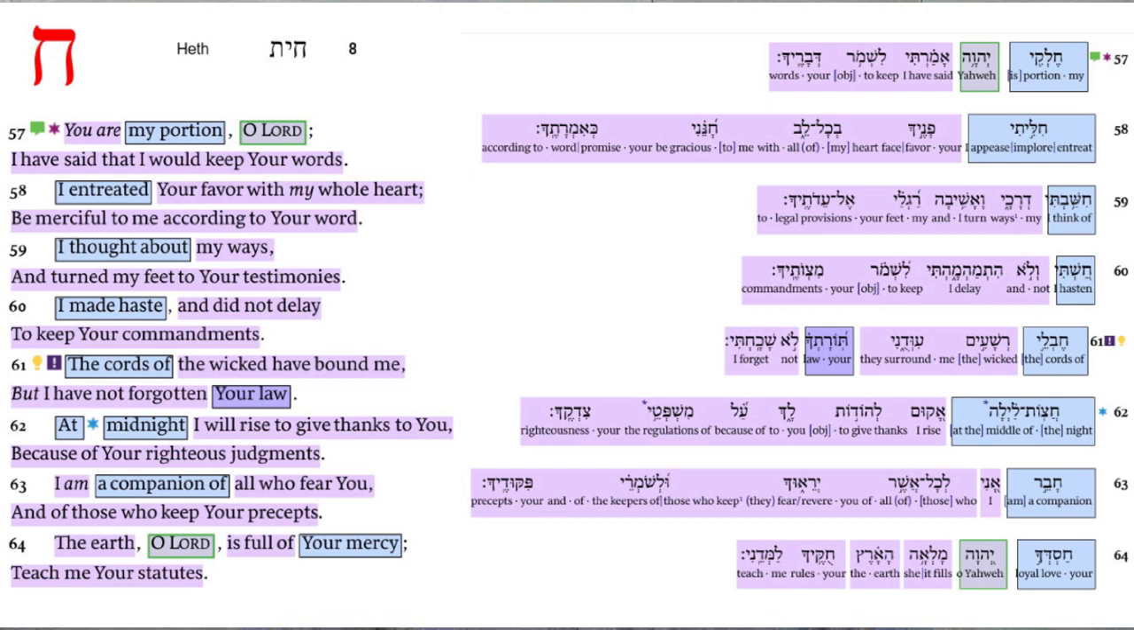So really, really fascinating bunch of verses here in these three sections of Psalm 119.